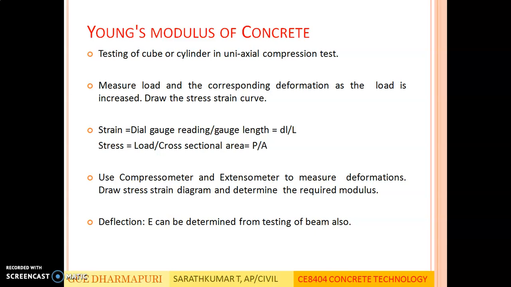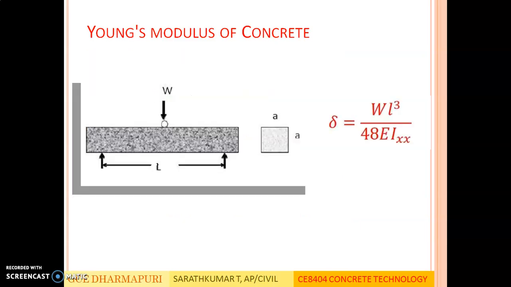The next is an indirect method where the concrete beam is subjected to a flexural test and the deflection is noted. For example, this is the deflection for a simply supported beam with central point load: WL cubed by 48 EI. Once you know the dimensions, you know the moment of inertia, and you have to find the Young's modulus. We know the load applied, we know the length, and using dial gauges or LVDT you can easily calculate deflection. So in this formula, the only unknown is Young's modulus. Upon substituting all the known values, you can easily find Young's modulus. But this is an indirect way and holds good only in certain conditions.